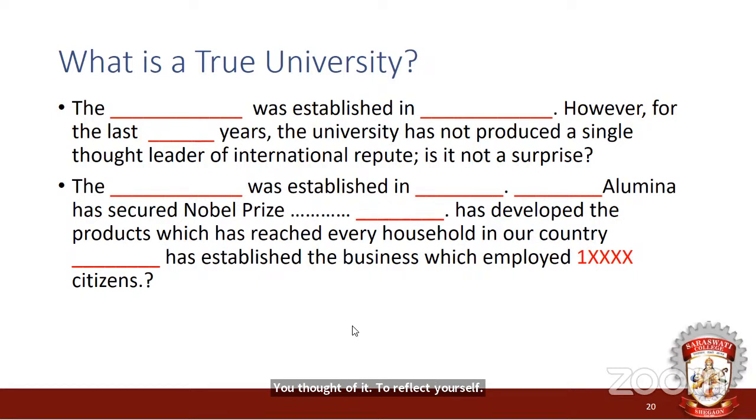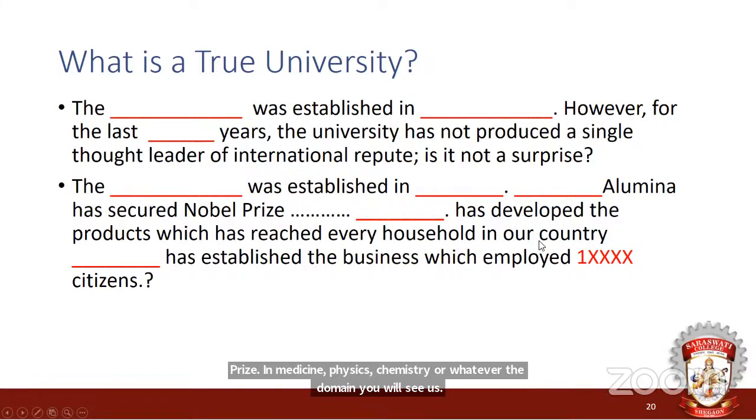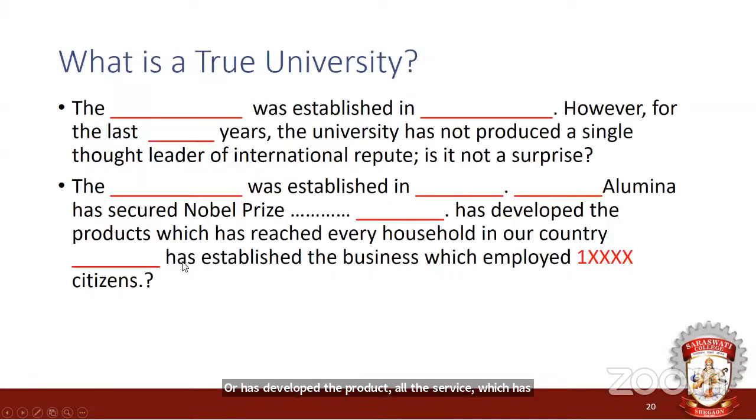The second statement. The university was established in some XYZ year. Let's say consider any 50 year old university. This many number of alumni have secured a Nobel Prize in medicine, physics, chemistry, or whatever the domain the university has, or have developed a product or a service which has reached every household in your country, or an alumnus has established a business which has employed more than 10,000 employees. Check out yourself, how many universities fit into this.